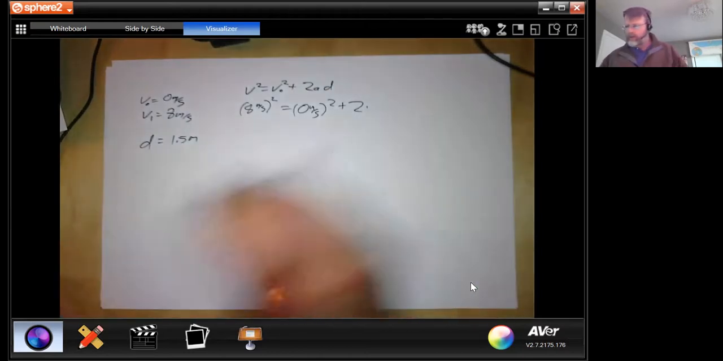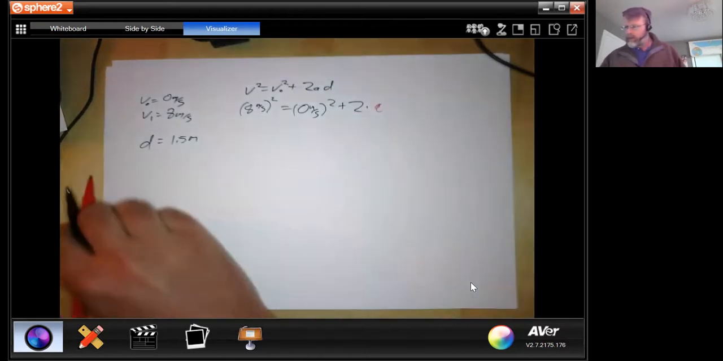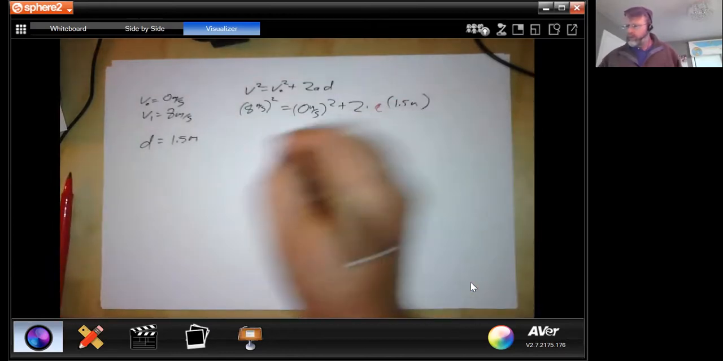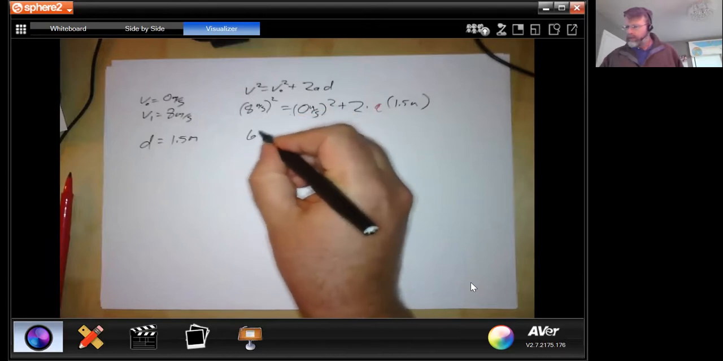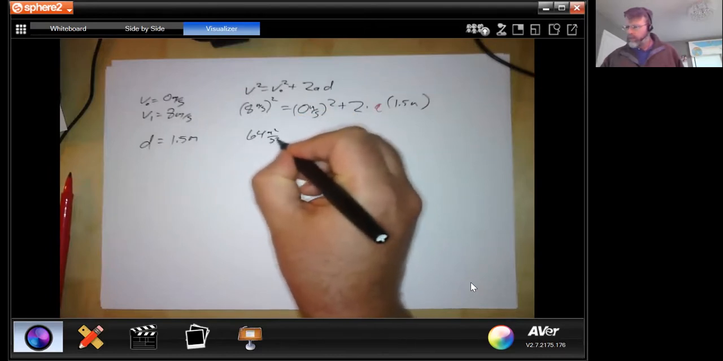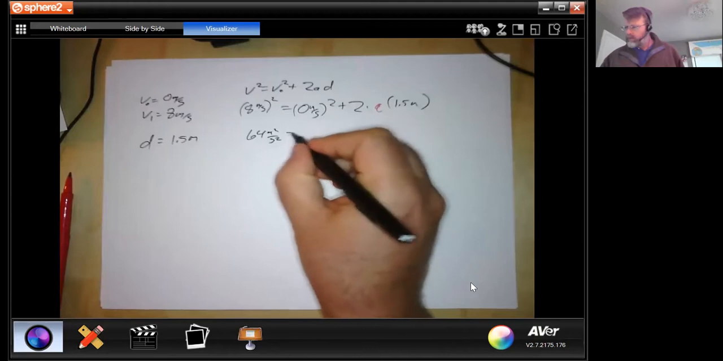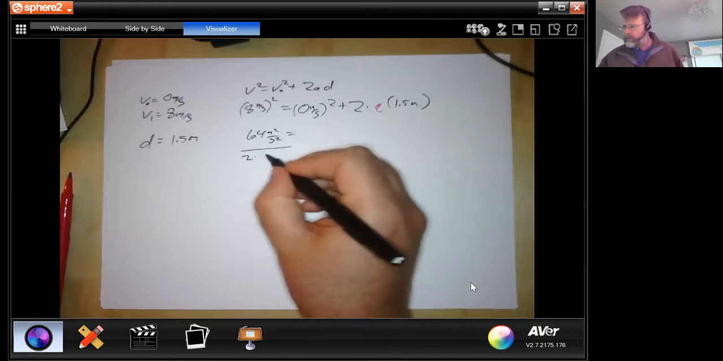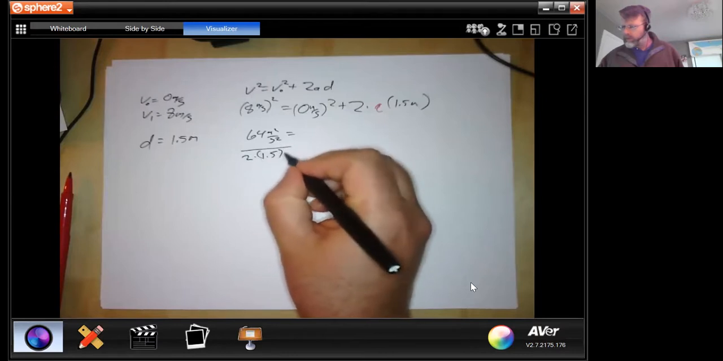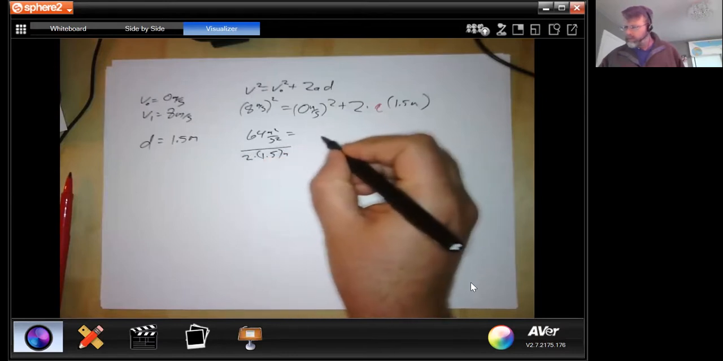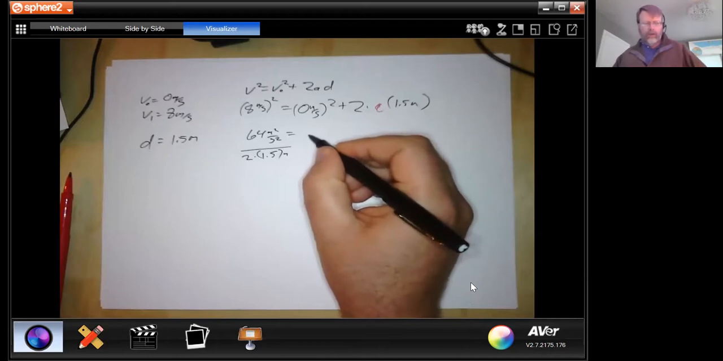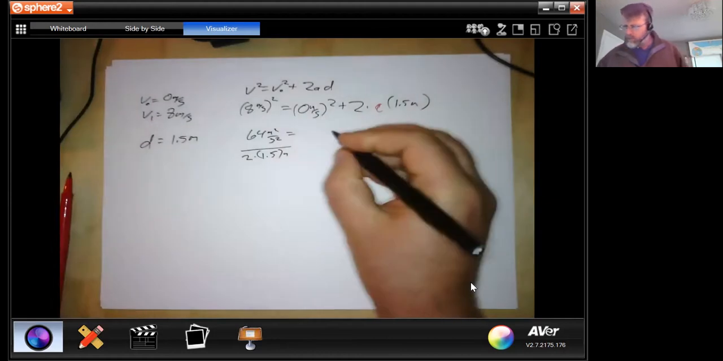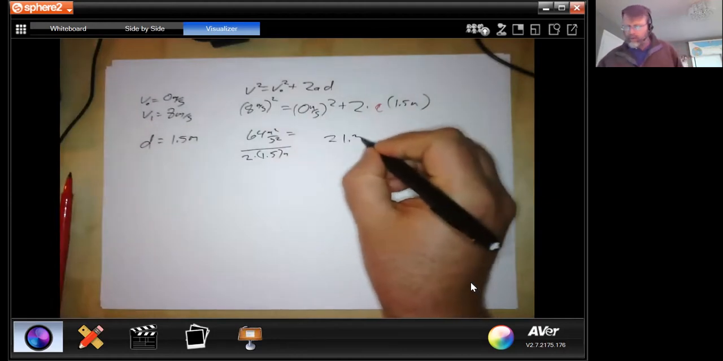Okay, now we can solve for A, and our distance is 1.5 meters. Okay, 8 times 8 is 64. 0 times 0 is 0. On both sides, we're going to divide by 2 times 1.5 meters. Okay, and when we do all of that, our answer should be 21.3.